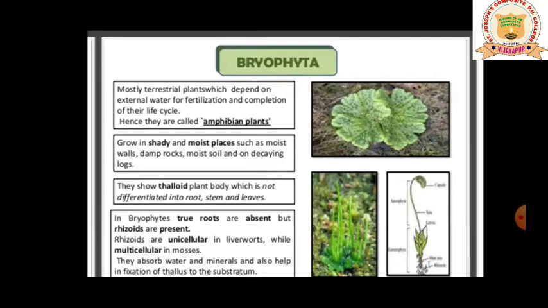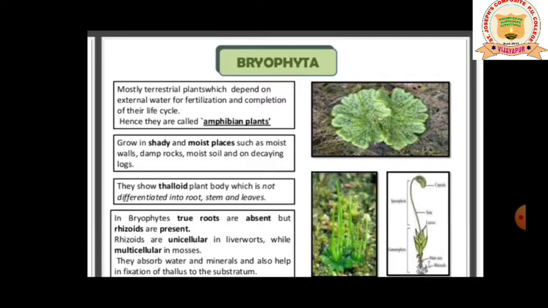They are not true roots, but they look like a root, like a hair-like structure. So the name rhizoids is given. They are unicellular in liverwort while multicellular in mosses. Liverworts and mosses are examples of bryophytes.